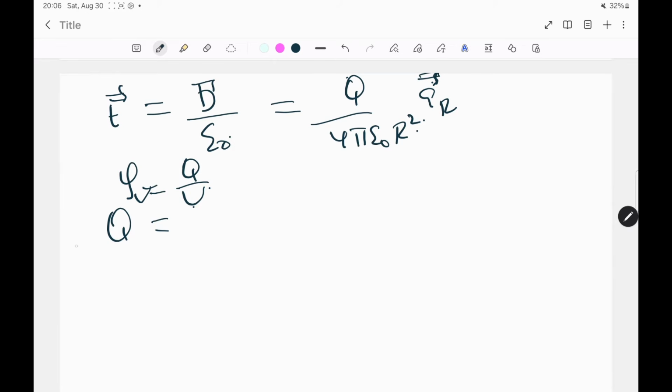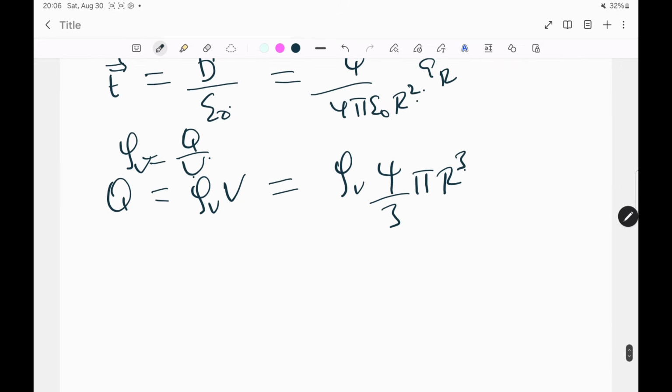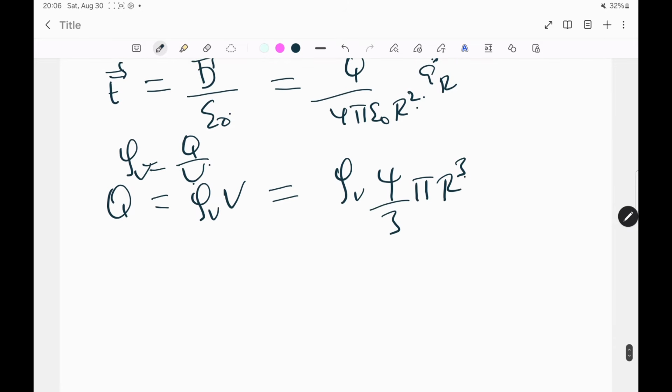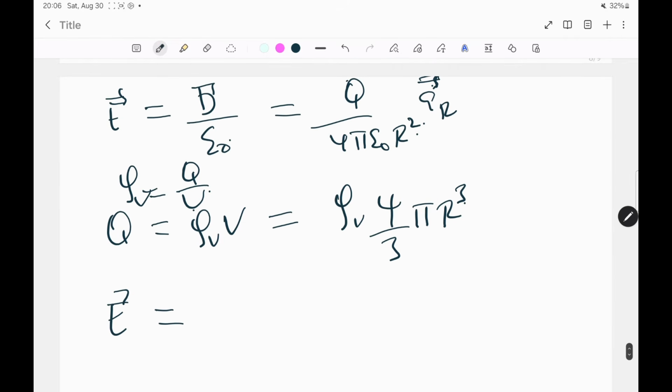So with this, I make charge the subject. We get the volume charge density times the volume. Here we are looking at the volume of a sphere, which is 4 over 3 pi r cubed, right? So this is the volume. Now I'll replace this in the electric field intensity formula that we just got.